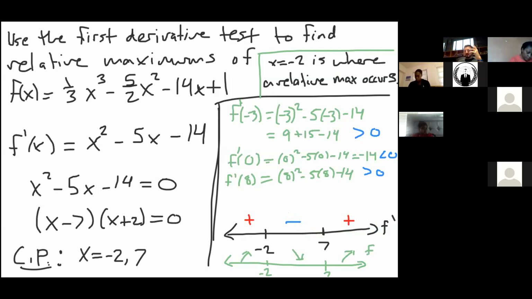Don't really have room to write it here. I'm trying to keep all this information in one spot. This is why I wish I had this nice big old whiteboard. Kind of partition this stuff a little bit nicer.